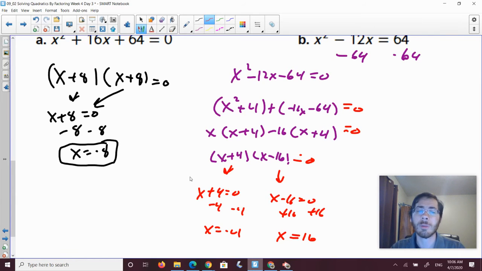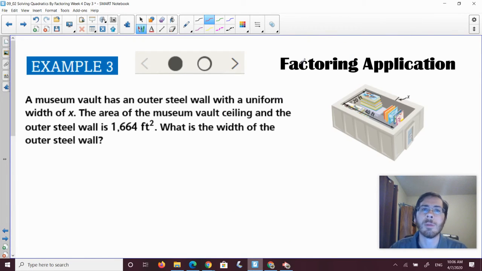So we're going to look at it in a word problem. So example 3 has a word problem. We've got the museum vault there. And we're going to try and find the width of the outer steel wall. So we're going to try and find x. That's what it's asking to find, is the width of the outer steel wall.